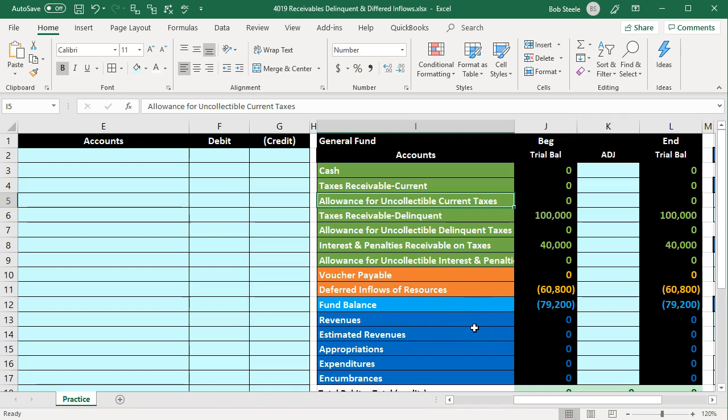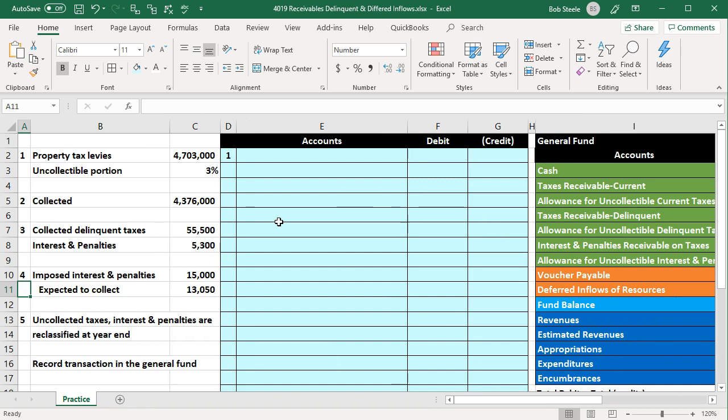In this presentation, we will work a problem related to posting revenue, related to posting allowance for uncollectible accounts, the interplay between the current and delinquent receivables, as well as the account for the deferred inflows of resources. We're going to have the information on the left side. We're going to put that information into the blue area to work our problem.